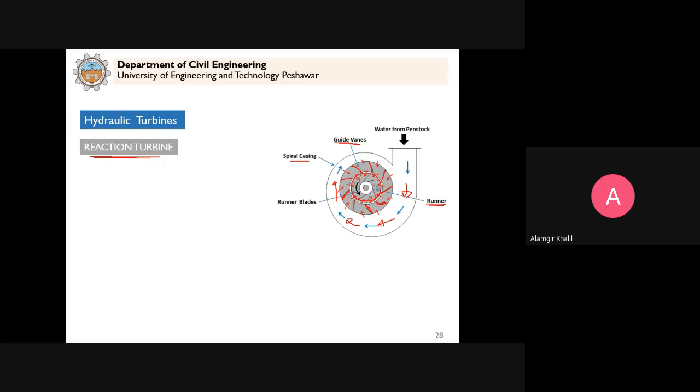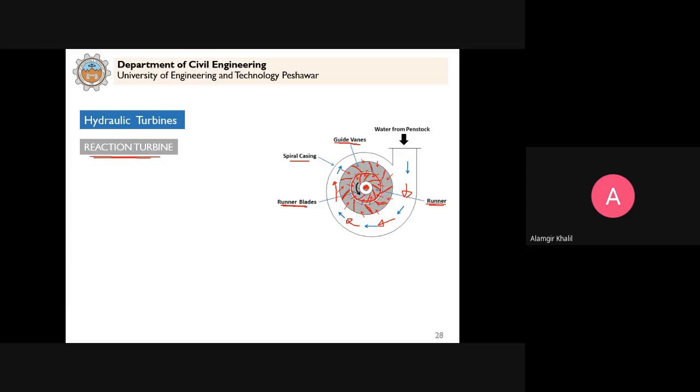So the water enters the runner, and as the water flows over the vanes, this runner is rotated. You see at the center, this runner is rigidly connected with the shaft, and the shaft rotates. So this is how the hydraulic energy is converted into mechanical energy in the form of a rotating shaft. These vanes, which you can see, are the runner vanes or runner blades. Clear? So this is how the working of a reaction turbine takes place.